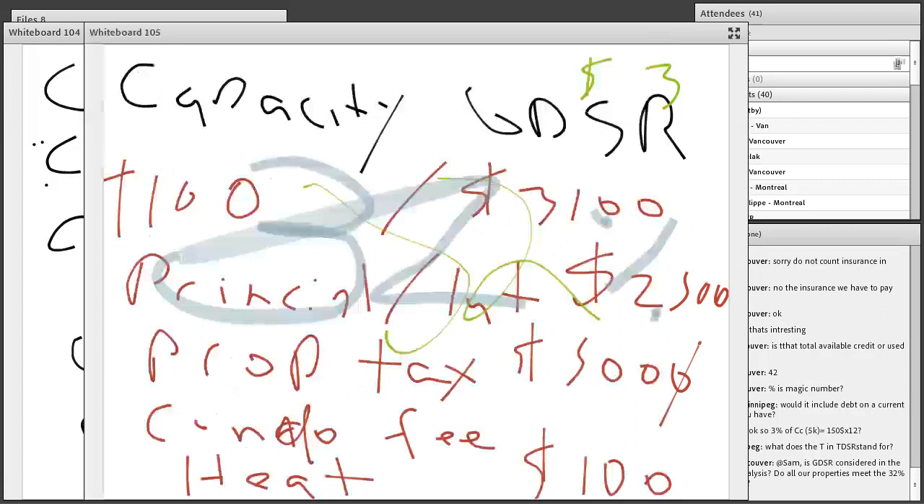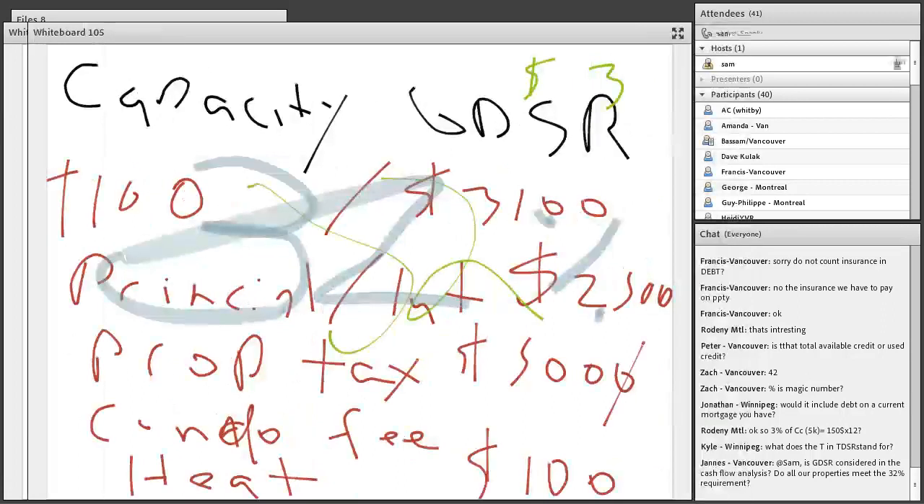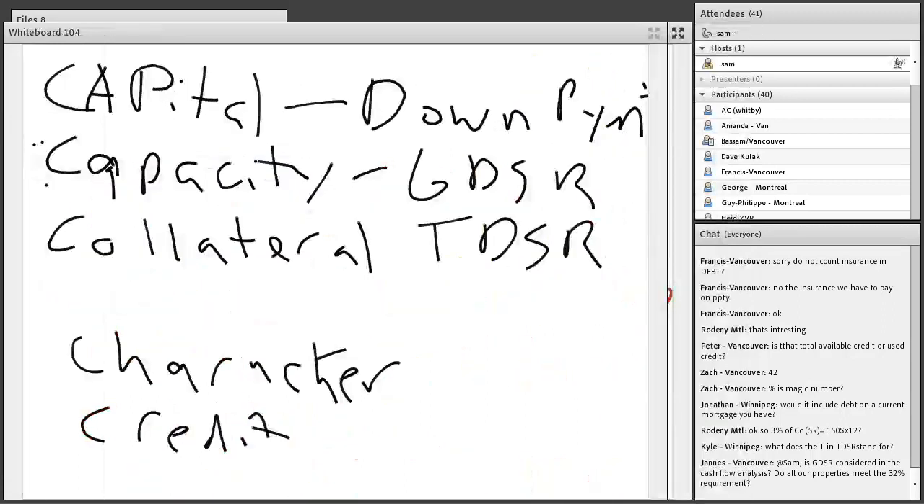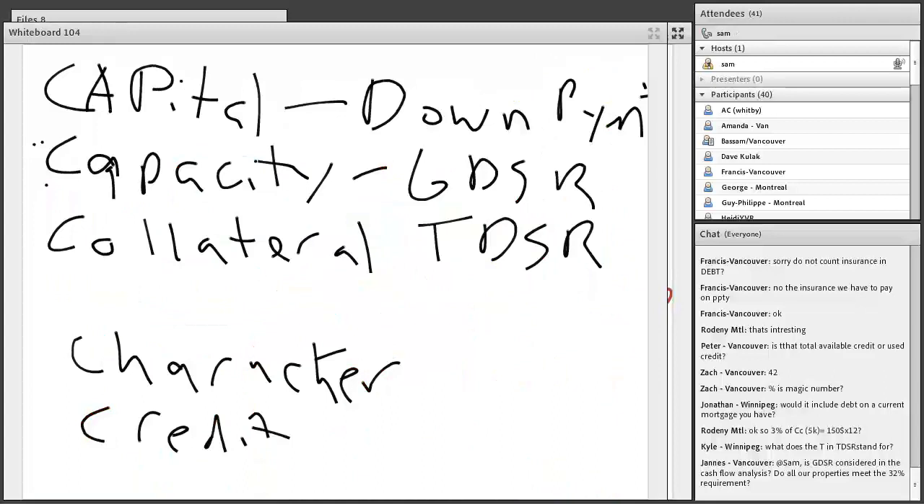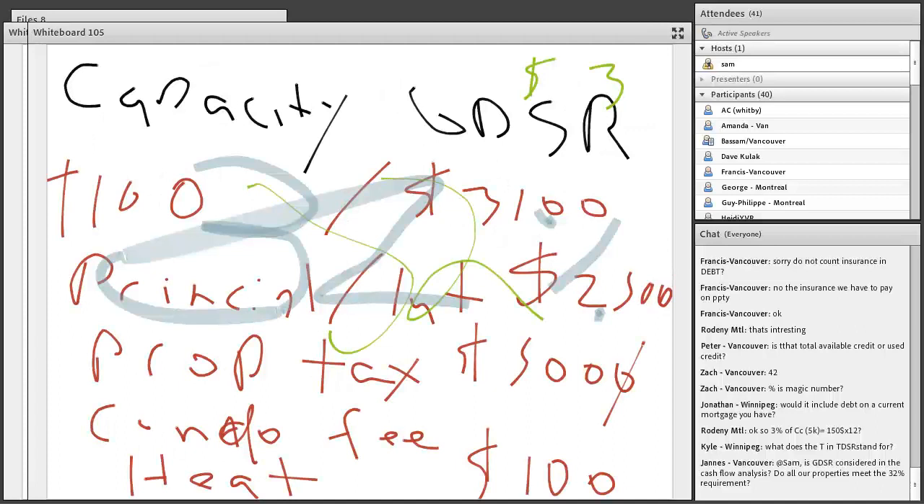Okay, so the T in TDSR is total debt service ratio, versus gross debt service ratio. So the first one's the lower number. It's your gross debt: your property tax, your principal and interest payments on your mortgage, heat, and condo fees if you have any. TDSR is your total debt. What is your total monthly debt obligations? We're not talking groceries and Rogers. We're talking revolving credit, mortgages, loans, lines of credit, credit card payments, etc.